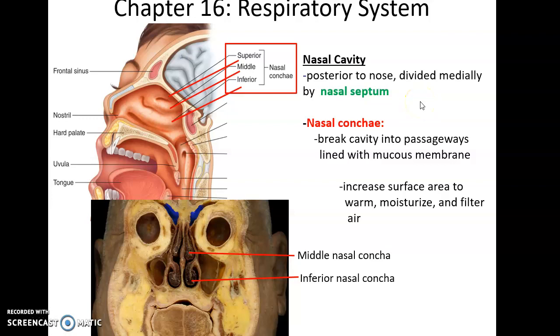They are lined with a mucous membrane. They help to break up the space of the nasal cavity, causing air to have to swirl within the nasal cavity. This then allows for increased warming of the air, moisturizing or adding water to the air, and of course filtering the air by having the mucus of the mucous membrane binding to particulates.